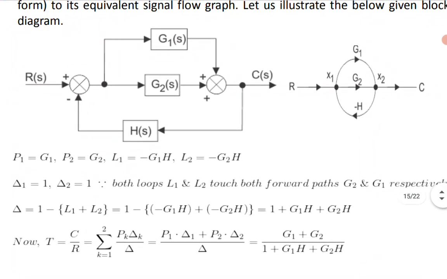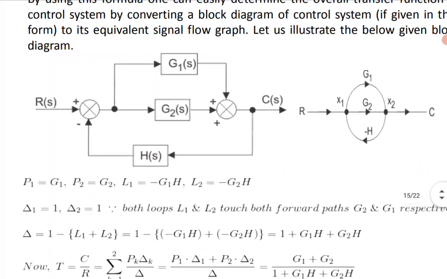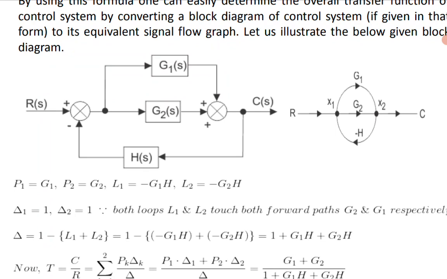You will apply it: how many forward paths are available? Two forward paths, P1 is G1 and P2 is G2. How many loops are available? Two loops, L1 is minus G1H and L2 is minus G2H, and there is no non-touching loop pair. So delta 1 is 1, since all the nodes are touched, and delta 2 is also 1, because with two forward paths, two deltas are available. The general delta is 1 minus the summation of individual loops, that is 1 minus of minus G1H plus minus G2H, that is 1 plus G1H plus G2H.